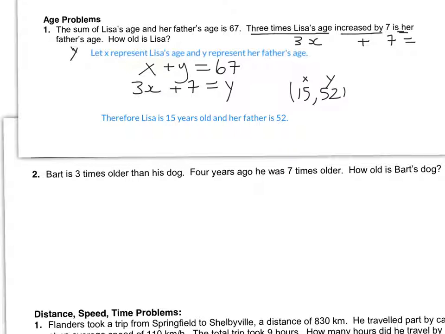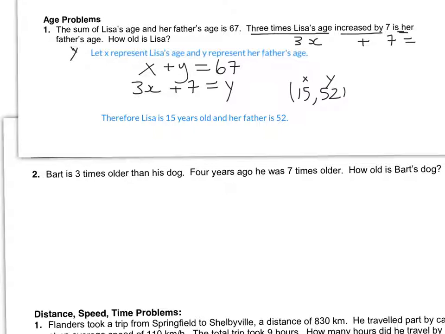All right, question number 2. Bart is 3 times older than his dog. So that's currently. And then 4 years ago, he was 7 times older. How old is Bart's dog? So there are 2 ages we're keeping track of, Bart and his dog. And we've really got 2 time frames to keep track of: currently and 4 years ago.